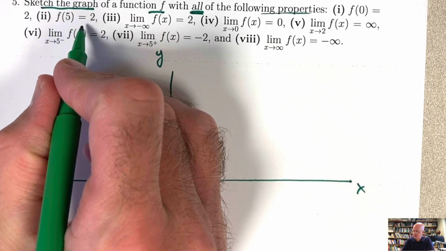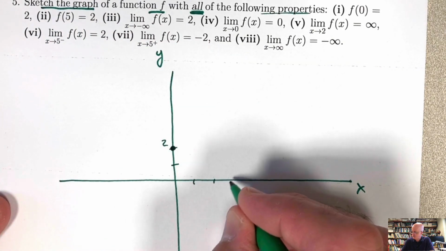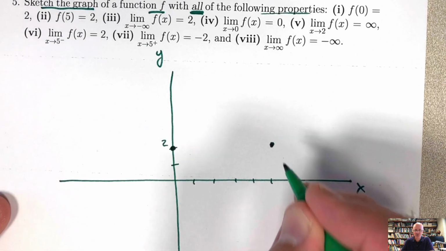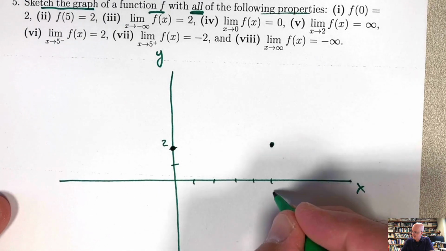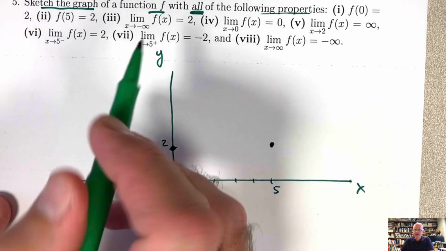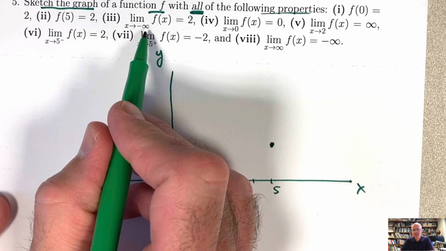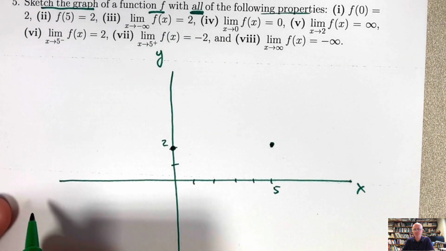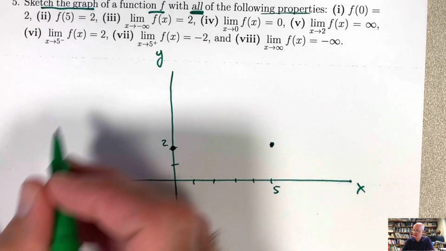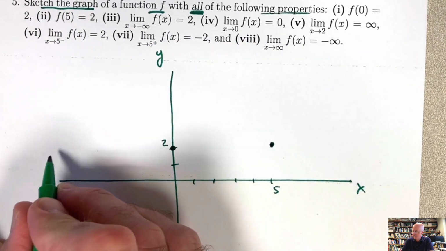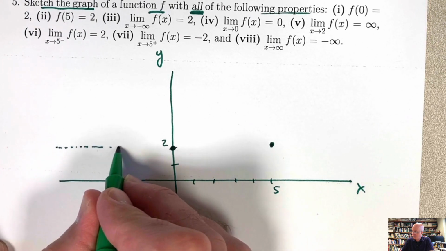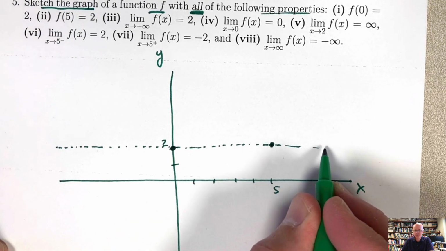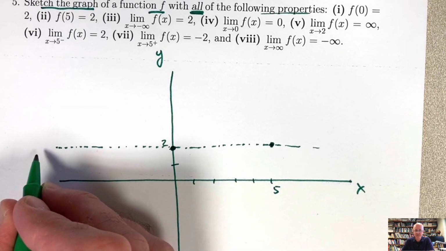f of 5 equals 2. 1, 2, 3, 4, 5. This point is on the graph as well. Just draw the one point. There's 5. The limit as x goes to minus infinity of f of x equals 2 is the next property. Letting x get big in the negative direction, the function outputs approach 2. The horizontal line at y equals 2 is a horizontal asymptote for this function as x goes to minus infinity.